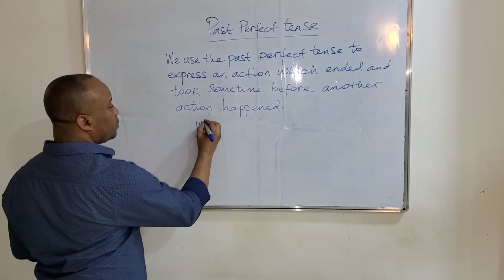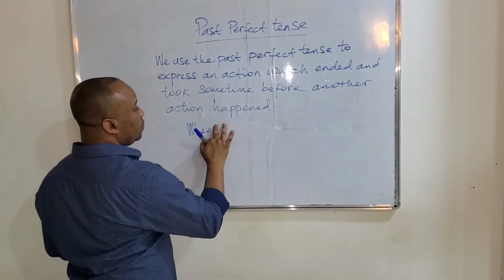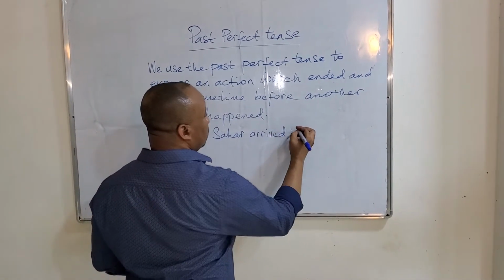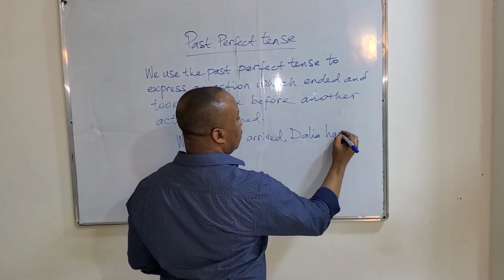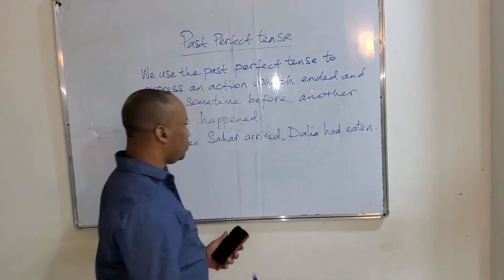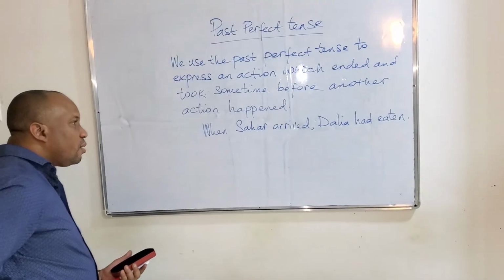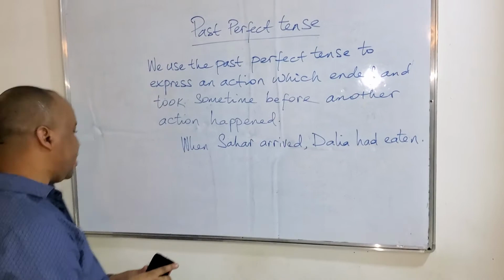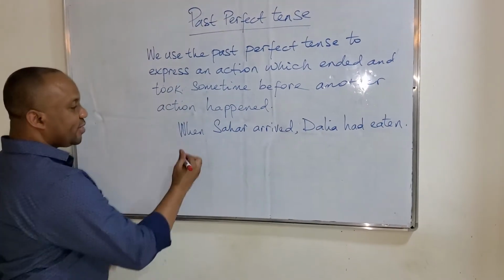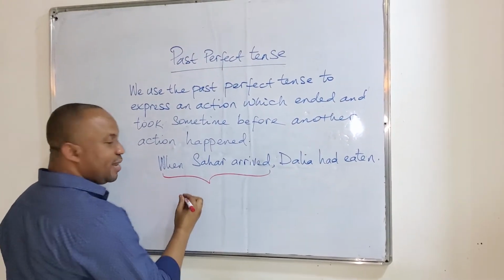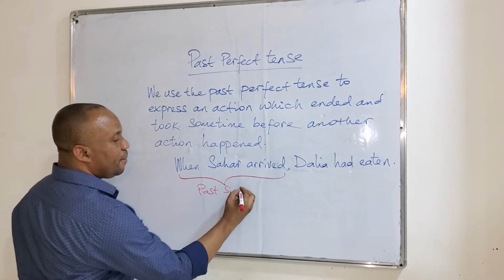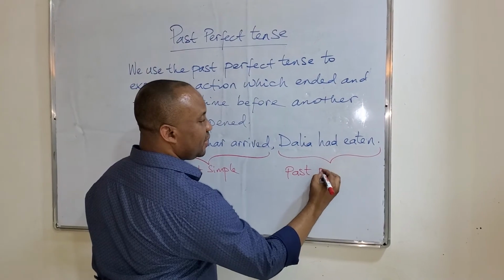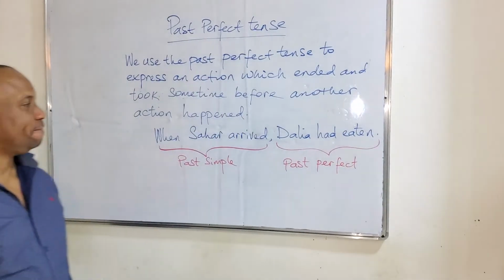For example, we have these two sentences, or these two clauses rather, the first clause and the second clause. When Sahar arrived, Dahlia had eaten. When Sahar arrived, ladies and gentlemen, this is past simple. Dahlia had eaten, past perfect. So we have two actions.